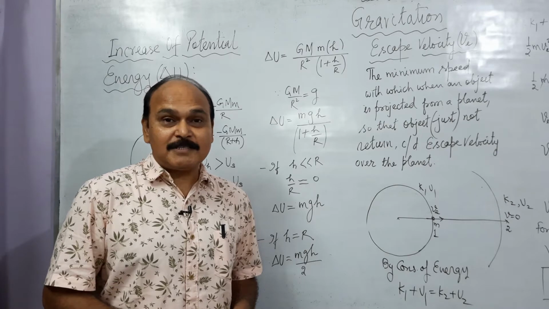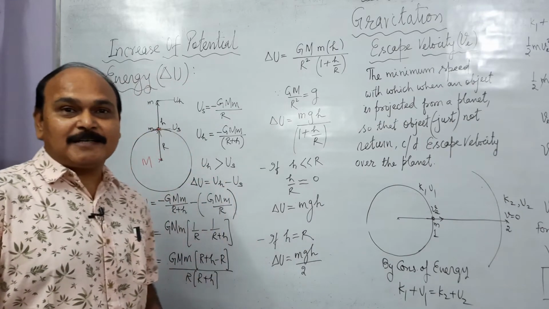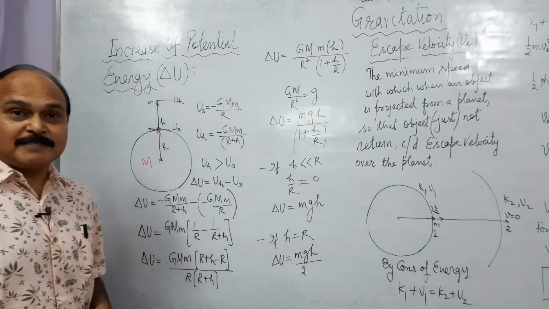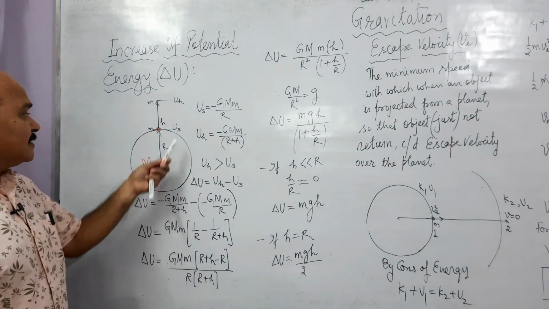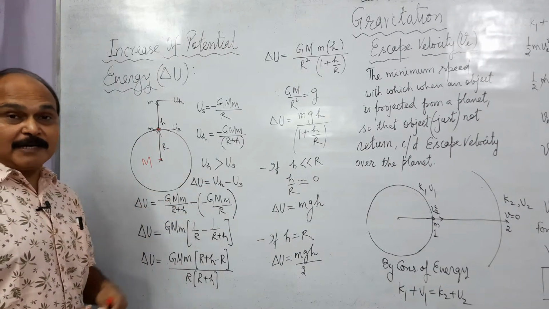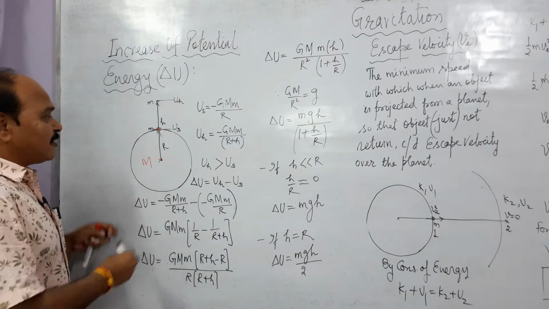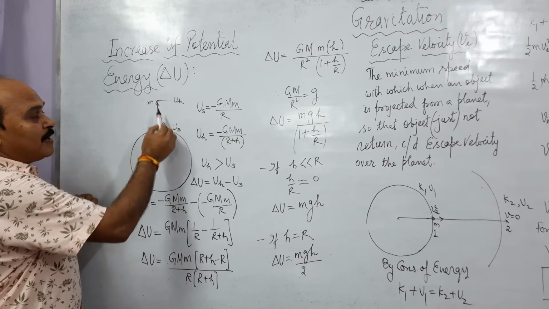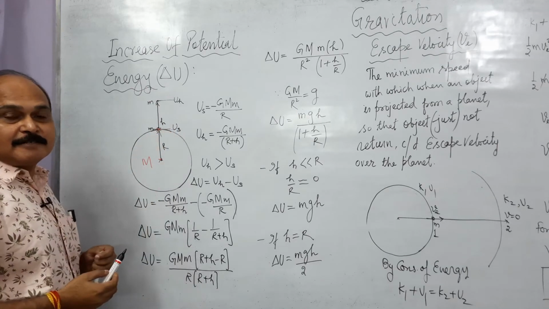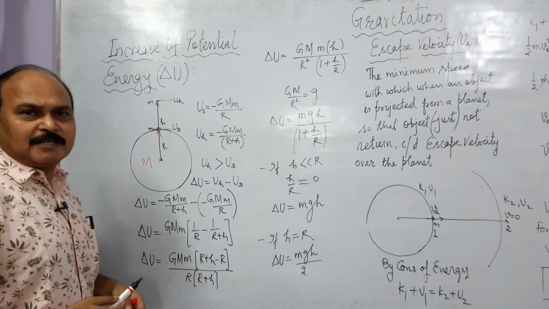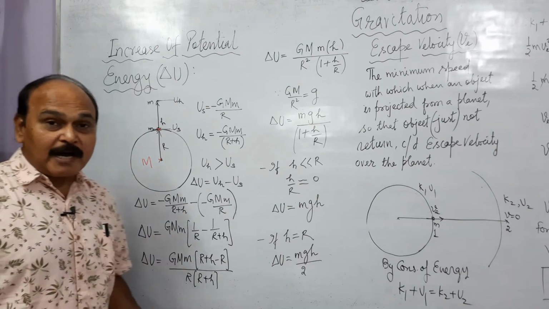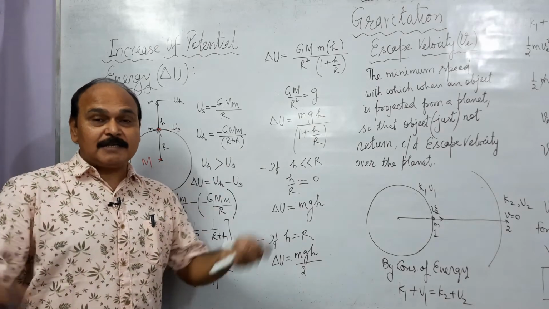So let us find what the increment in the potential energy of an object is as it moves up from the Earth's surface. This is, say, a planet, or planet Earth. This is an object of mass m. It is thrown up and it moves up by distance h. So what is the increase in its potential energy? We already know that when an object is thrown up, its potential energy increases.